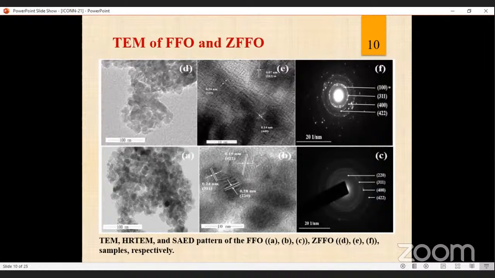Then we have TEM images for FFO and ZFFO particles. This corresponds to the FFO particle, and this corresponds to the ZFFO particle. We can see here that the morphology is a mixed morphology of spherical particles and some nanorods. You can see some nanorods inside here.